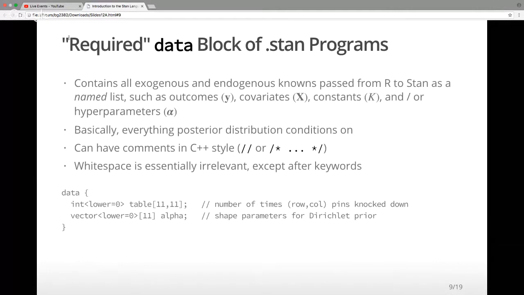This applies to functions as well: you can have comments. Those should be in C++ style with either the double slash, or you can have a multi-line comment if you contain it within slash star things. Like C++, white space is essentially going to be irrelevant, except you should have white space after keywords. So having a space here is critical because it needs to know I'm ending after the angle bracket.